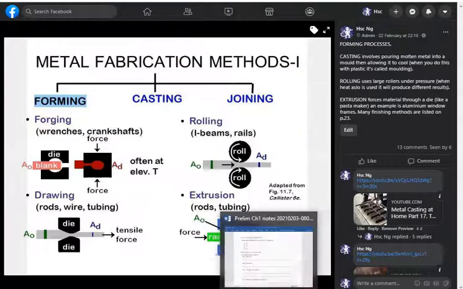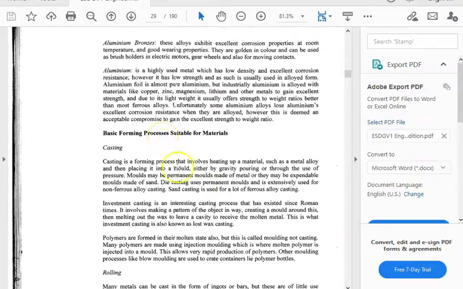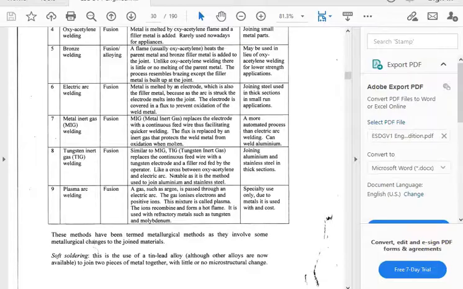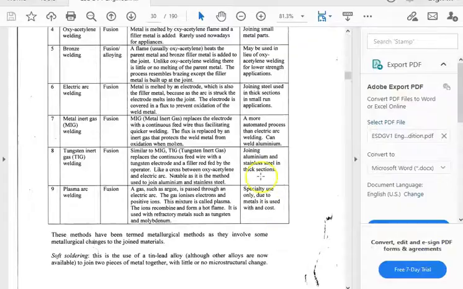Then we have fabrication methods. This is how we make things out of metals. So we have things like casting, rolling, extruding, and then for welding or joining metals, we have a whole set of posts on here. So we've got the different kinds of welding.